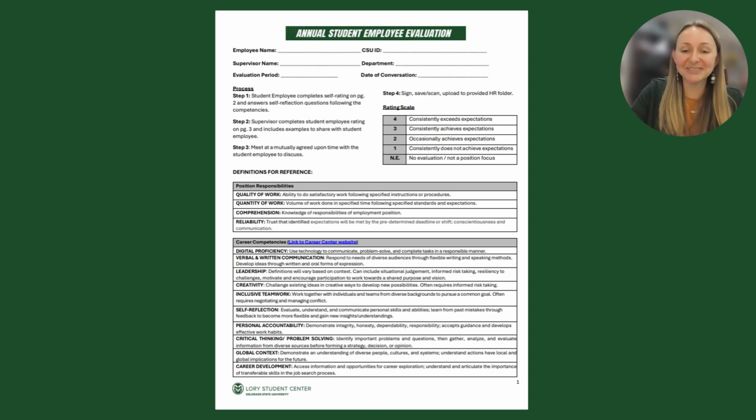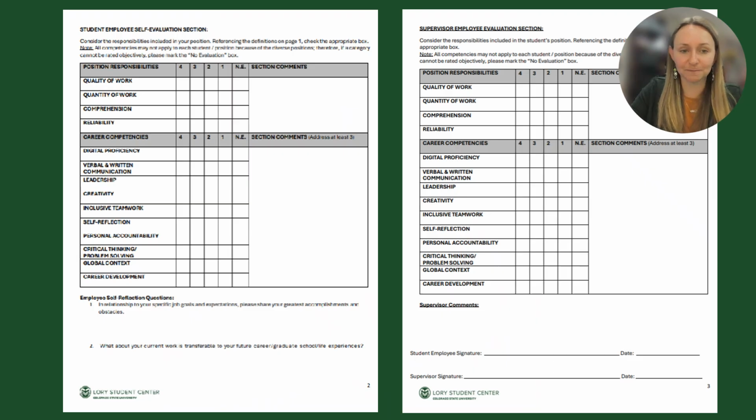The form is crucial to understand and take some time with this first page, which goes over the definitions for reference, specifically around the position responsibilities and the career competencies. It has a link that you can access more of them or find them in the Teams file. The other aspect that you'll want to pay attention to are the rating systems and scales so that it's understood what the 1 through 4 or no evaluation criteria means. Please take time to review this as well as the student, which we'll get into.